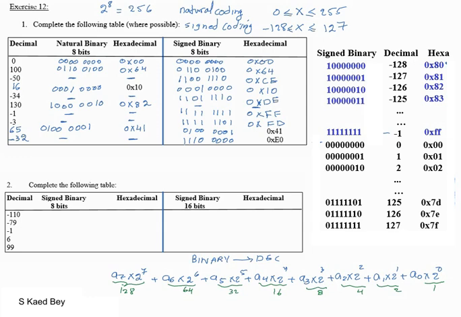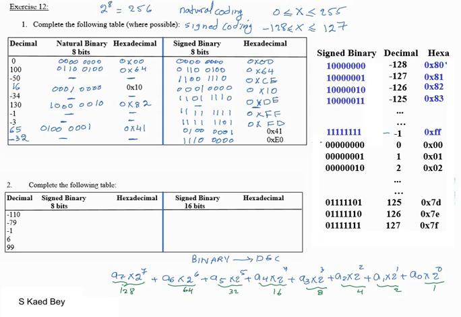In table number 2, we would like to repeat the same procedure in order to write the representations of those numbers as signed binary and hexadecimal. The main difference, though, is that first we need to find this representation in an 8-bit signed coding, then we need to do the conversion to a 16-bit signed coding. So this table is made up of 2 sections. The left-hand side is an 8-bit representation, and the right-hand side is a 16-bit representation.